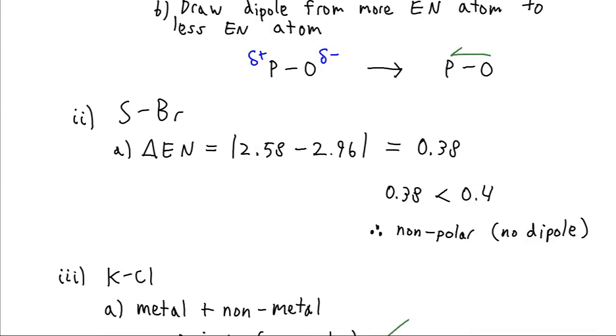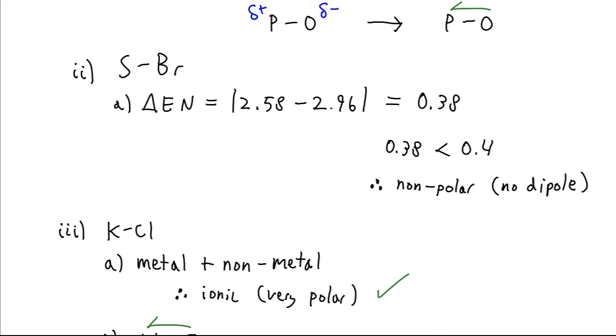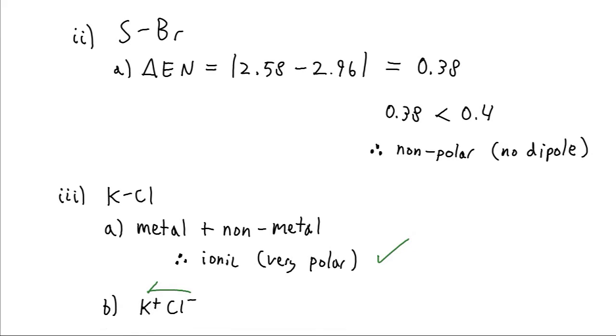Our last case was potassium and chlorine. This is a metal and a nonmetal, which is almost always ionic, so that's very polar. And then we can draw the dipole pointing from the negative ion towards the positive ion.